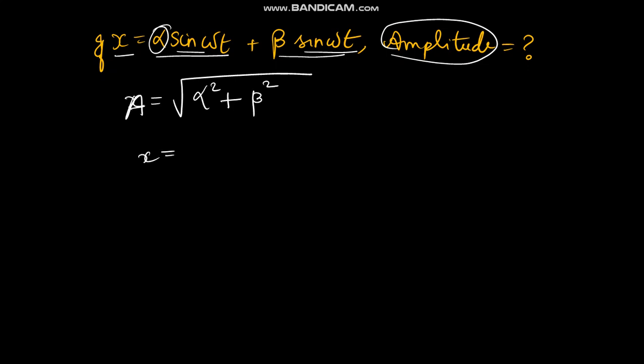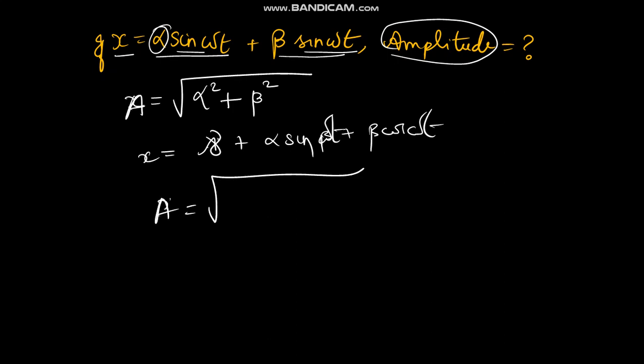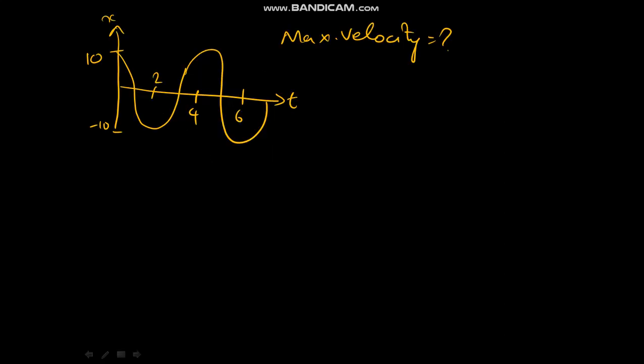Suppose x is equal to gamma plus alpha sine omega t plus beta cos omega t, then the amplitude is nothing but the square root of only the coefficients along sine and cos. So alpha square plus beta square. We are not taking gamma. And let us see the next numerical.